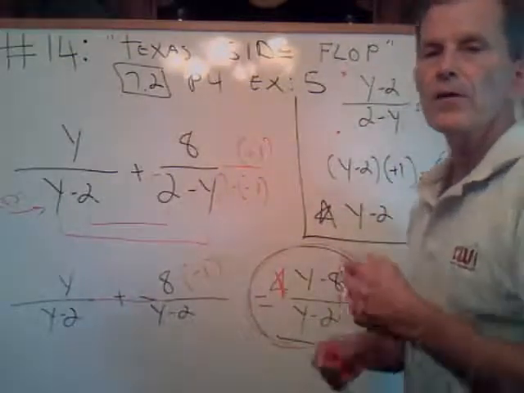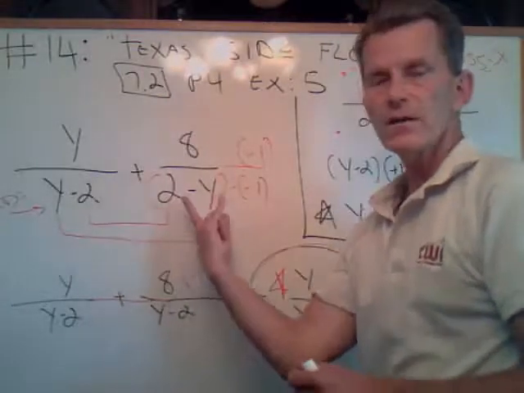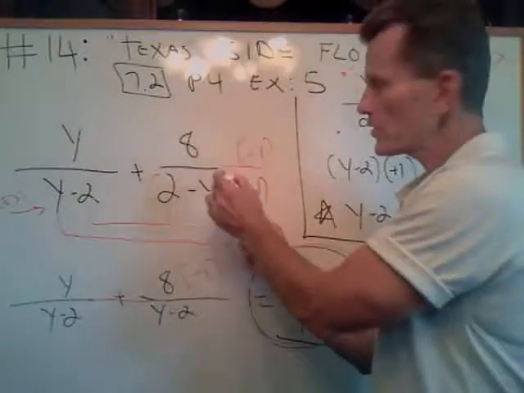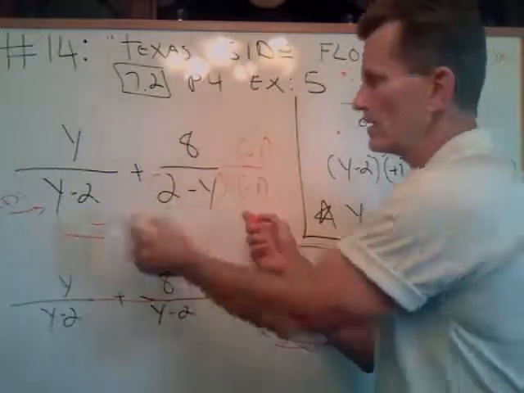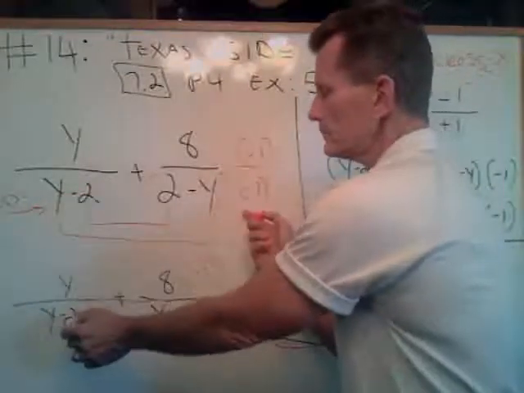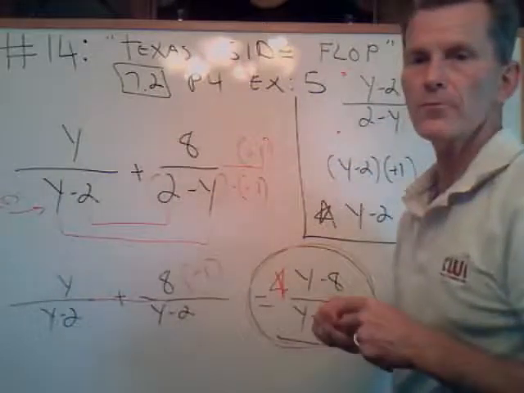Okay, now your goal is to recognize the Texas side flop. When you see it, trigger in your brain, you're going to multiply the left rational expression by -1, stack it, keep the LCD as the left denominator, write it down there, and simply add across the top of the numerators like you do with regular fractions.